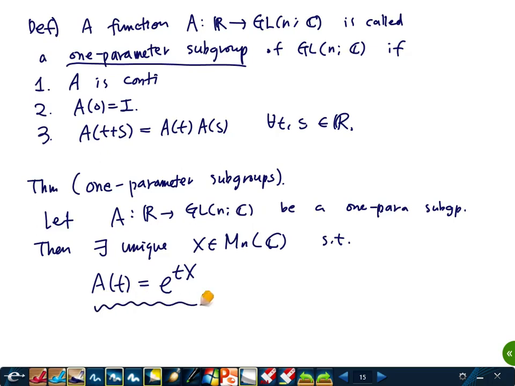If you have a function like this, it's very easy to see that it satisfies all three conditions, so it is a one parameter subgroup. But the interesting fact is that every one parameter subgroup looks like this. So a one parameter subgroup can be identified with just a matrix X because it's unique. Is everything okay?